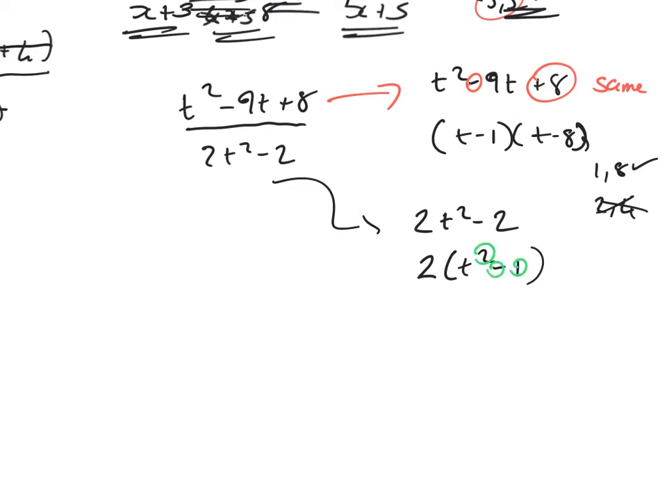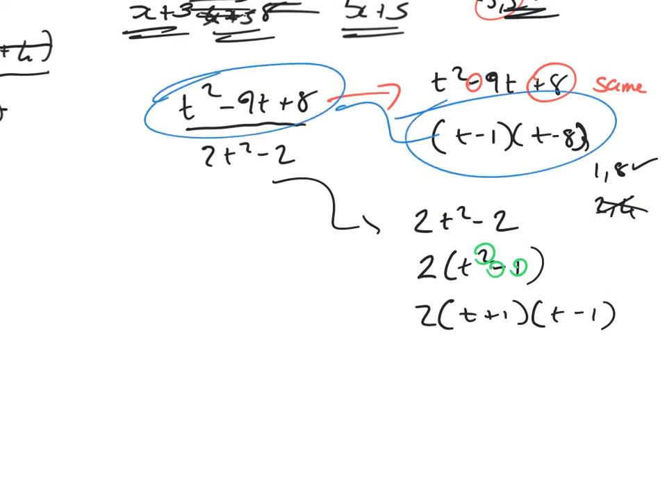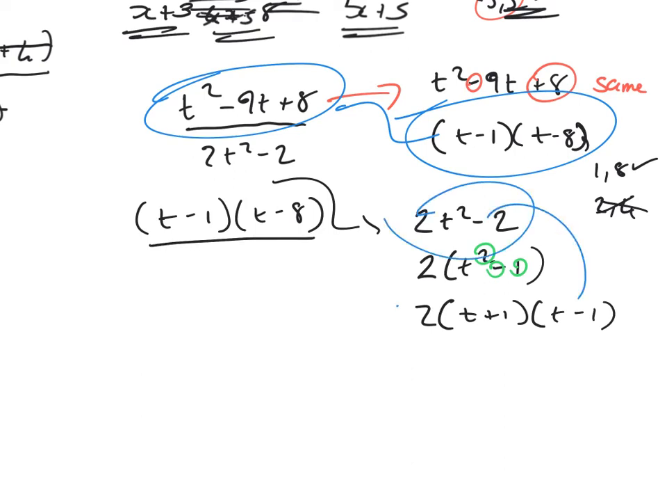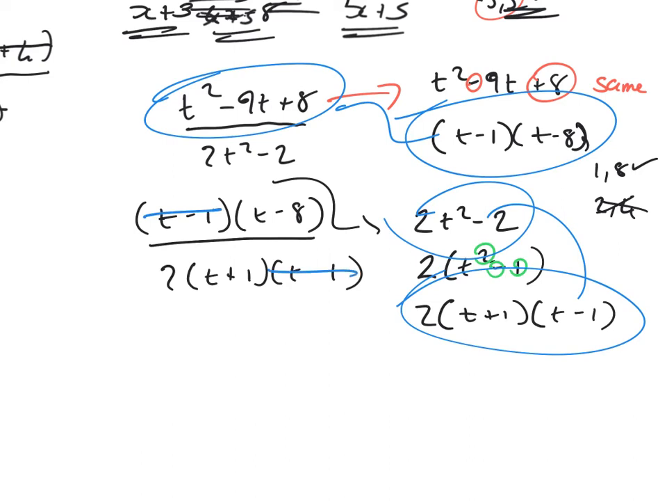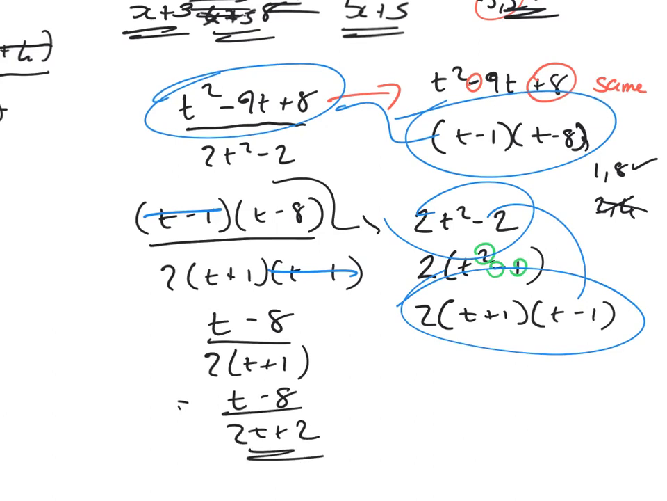That's now a difference of two squares. So it's going to be (t plus 1)(t minus 1) with the 2 at the front. Let's bring that back in. So the expression up top, I could write as (t minus 1)(t minus 8), and the expression down bottom, I wrote as 2(t plus 1)(t minus 1). Okay, those two are the same, top and bottom, they can cancel out. t minus 8 over 2(t plus 1), which is t minus 8 over 2t plus 2, final answer.